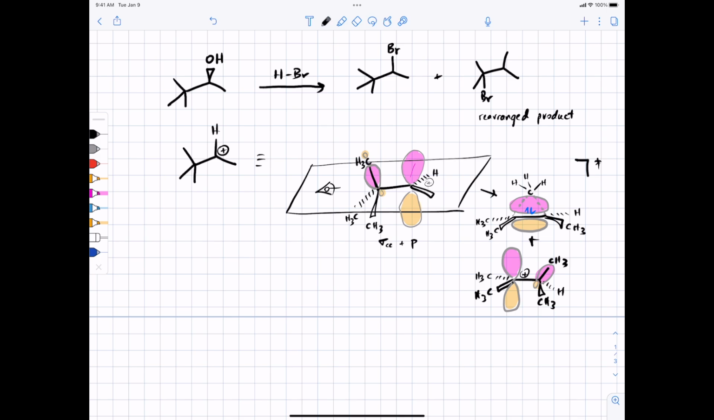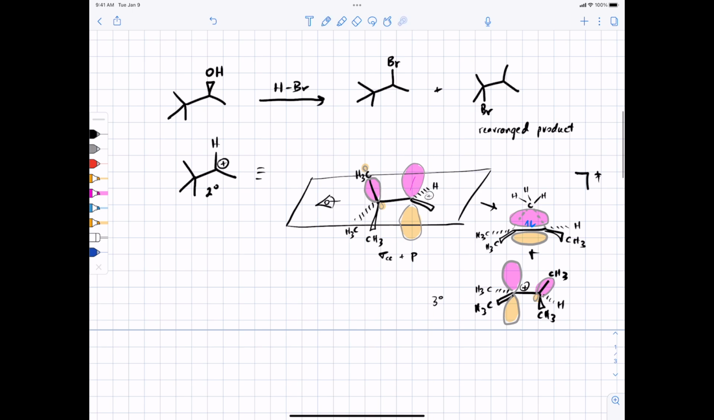More substituted carbocation, good. This is a tertiary carbocation, whereas we were starting with a secondary carbocation. So you might predict that the tertiary carbocation might be more stable, and that's the driving force for this to happen. Now, I'm not going to ask you to choose which of these is the major product, because frankly, unless you do the reaction, I'm not sure you know.